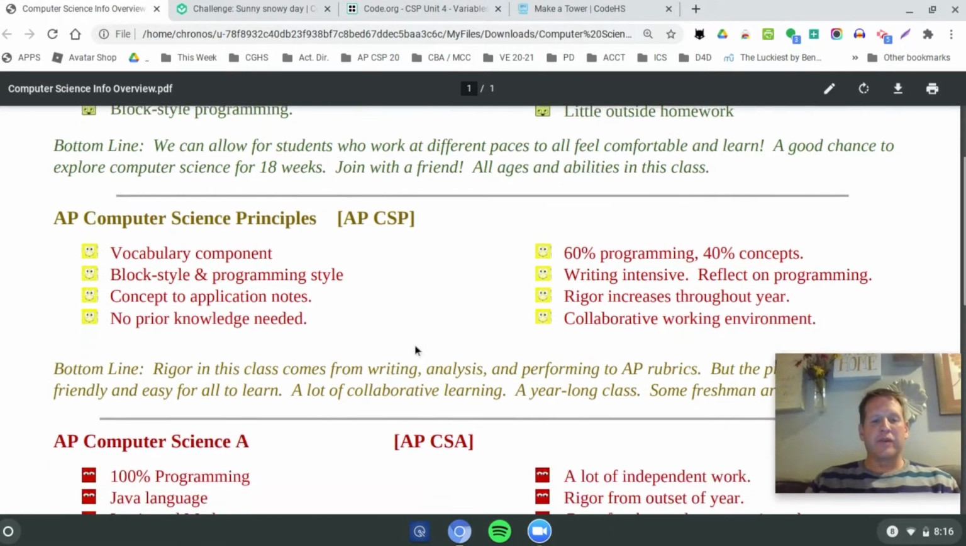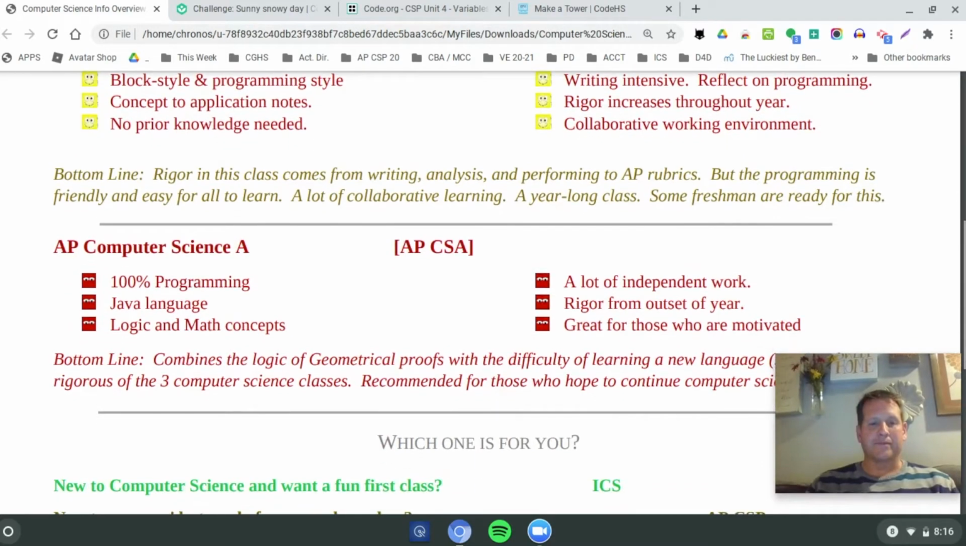And then finally moving down, Computer Science A. So this is the most rigorous of the three courses. It is also a year long. It programs using the Java language. There's a lot of math and logic concepts embedded throughout. High level of independent work expected.